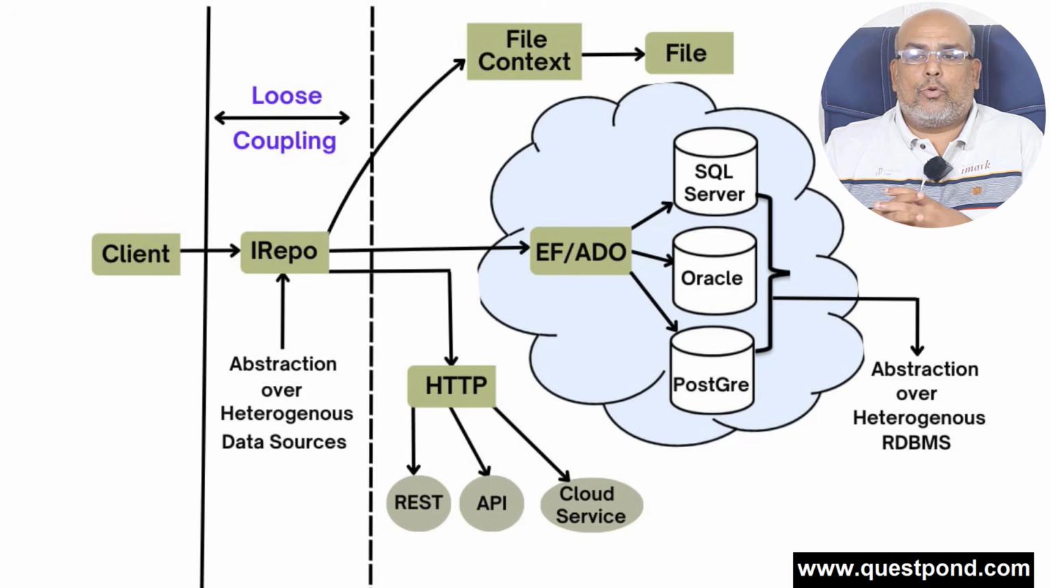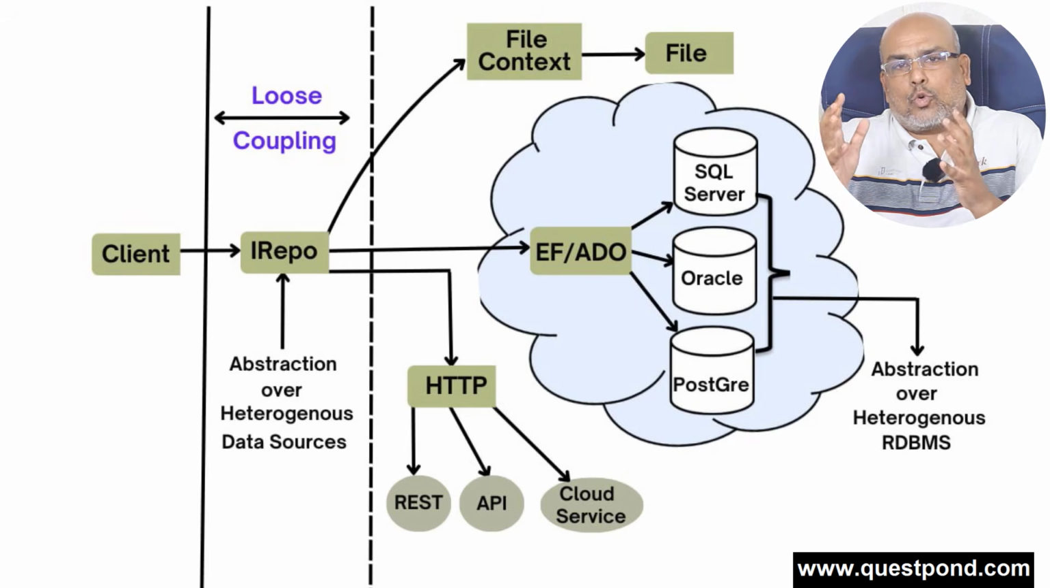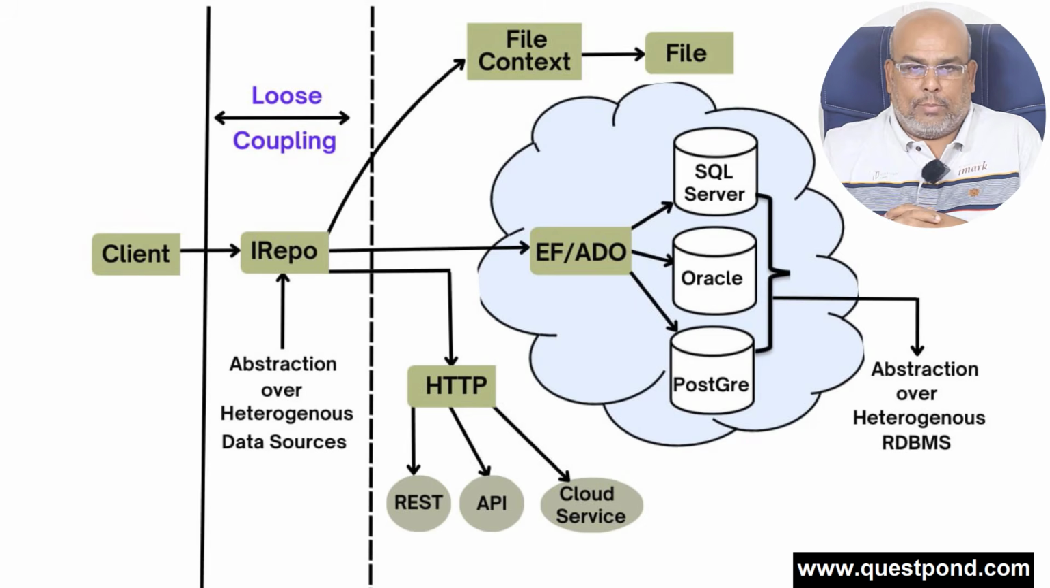So let us say that if you want to have loose coupling between RDBMS, for example, if you want to switch from SQL Server to Oracle, then it's a matter of just changing one or two lines of code. So that is there. But Entity Framework cannot connect to files. Entity Framework cannot connect to a REST API. Entity Framework cannot connect to blob data storage, right? They are more related to RDBMS. So the scope of Entity Framework is only heterogeneous RDBMS.